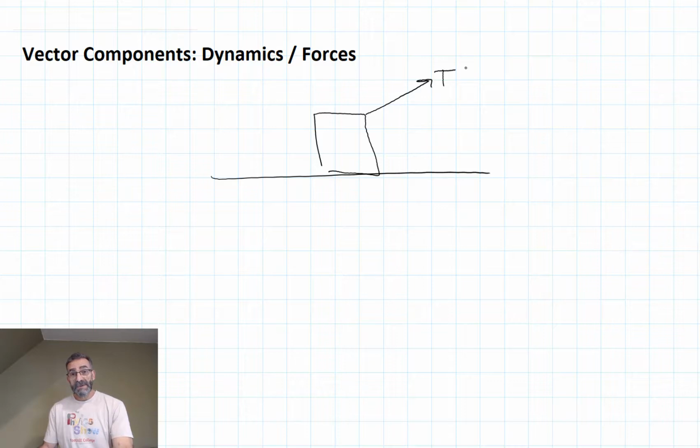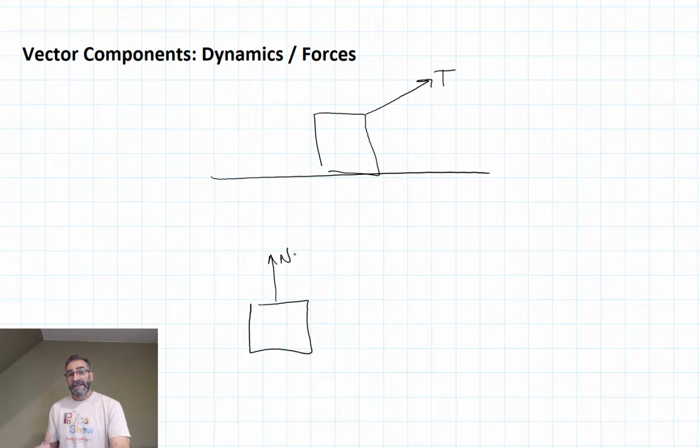In this case, we're dragging a box across a floor with a rope. How would you draw the free body diagram for this box? And what coordinate system would you use? And how would you break up the forces to fit within that coordinate system?